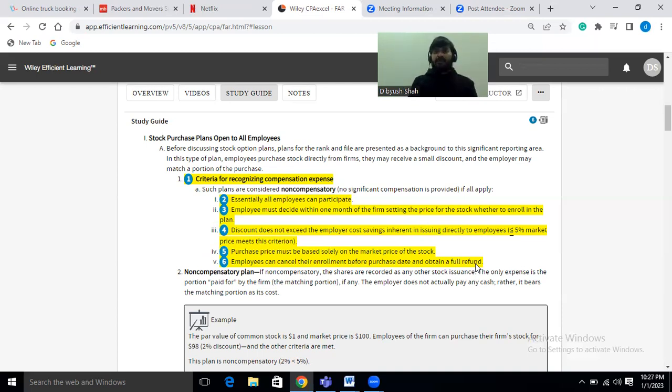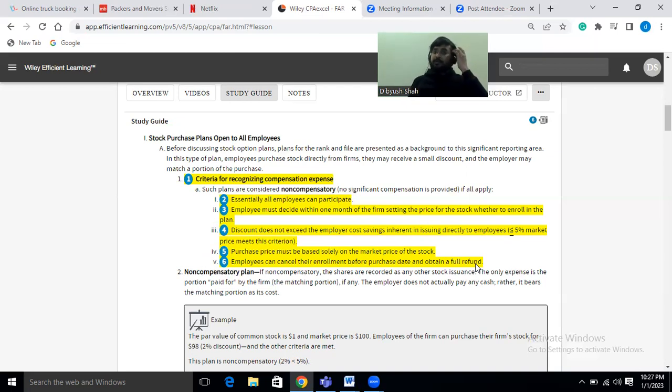Now, if all these 5 criteria are satisfied, that generally means yes, this is a non-compensatory stock option. If one of these is not met, all the employees are not given this option to participate. Employees do not have 1 month of the firm setting the price for the stock, whether to enroll in the plan or not. Discount is more than 5%, maybe 30, 40%. Purchase price is not based on the market price of the stock alone. And employees cannot cancel their enrollment. Once they're enrolled, they have to pay the money. Then this becomes a compensatory stock option.